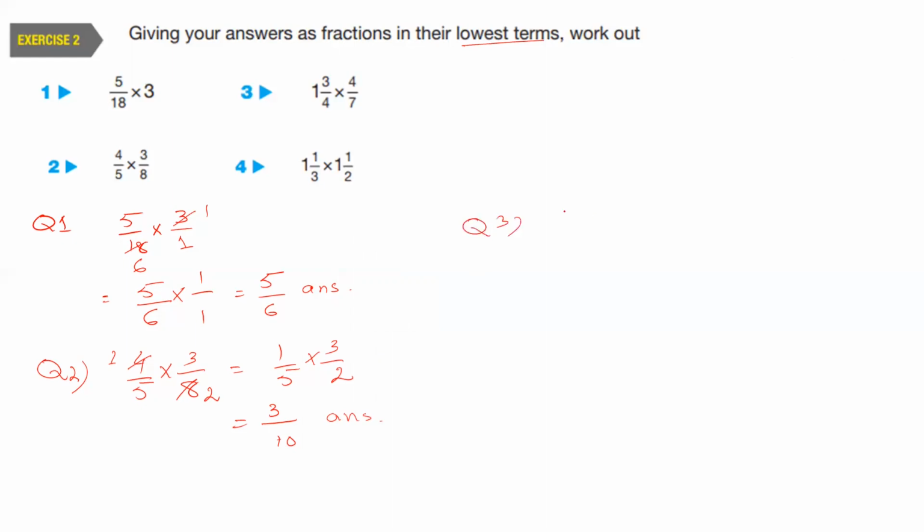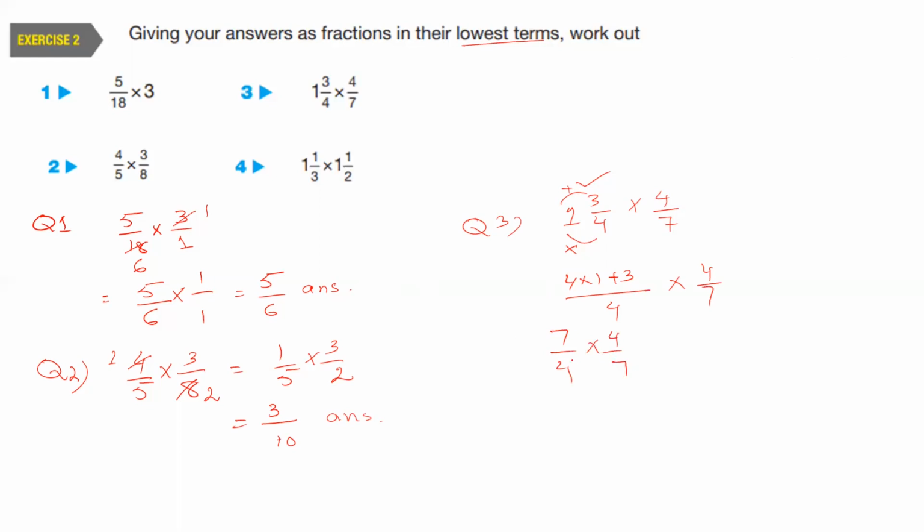Question number 3. Now here 1 whole 3 upon 4 times 4 upon 7. As you know, this first fraction is actually a mixed number, we need to convert it into an improper fraction. So we multiply 4 times 1. The denominator will be multiplied with the whole number and the answer will be added to the numerator. So we write here 4 times 1 plus 3 upon 4, times 4 upon 7. So 4 times 1 is 4, 4 plus 3 is 7. So we get here 7 upon 4 times 4 upon 7.